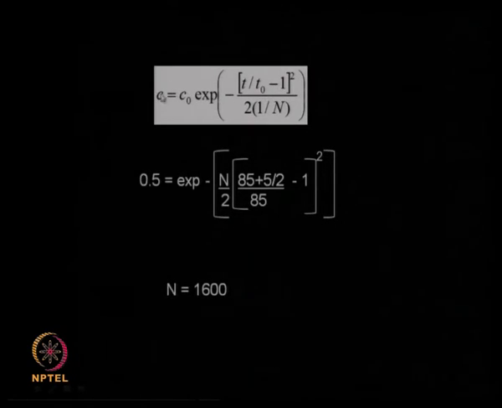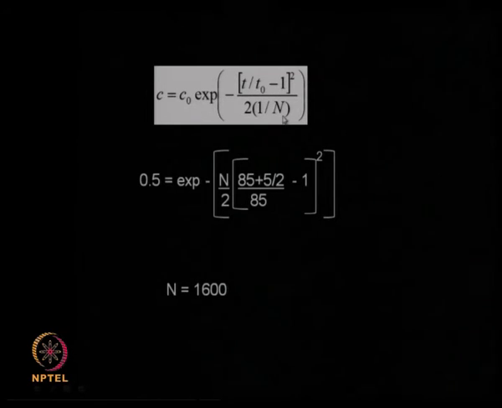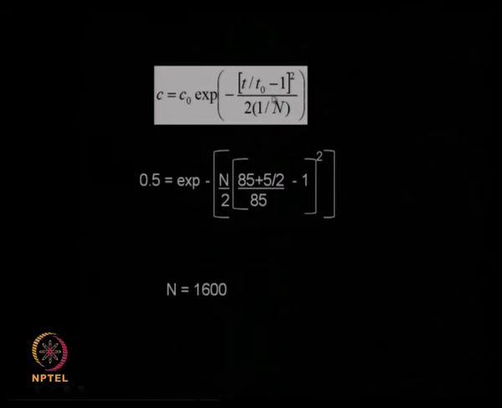So we used this particular relationship. You remember we used to have sigma square here, sigma square is equal to 1 by n. So we are using C is equal to C naught exponent minus T by T naught minus 1 whole square divided by 2 into 1 by n. We know T naught which is 85, T is 85 plus 5 by 2, C by C naught is 0.5. So we substitute everything, the only unknown here is n, so we can calculate the n. So it is very straightforward.